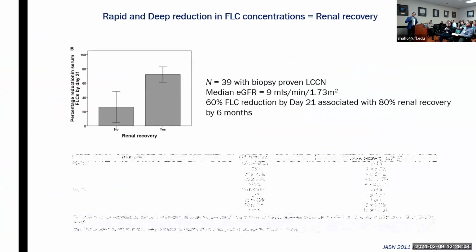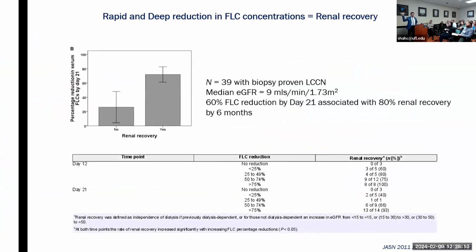In your patient. Yes, I was trying to use this data to show, in the patient, that if we had achieved the same degree of light chain reduction by day 12 and day 21, the chances of renal recovery are much higher than achieving the same after 2 months, which could have been done with daratumumab. Possibly is what the group is suggesting.